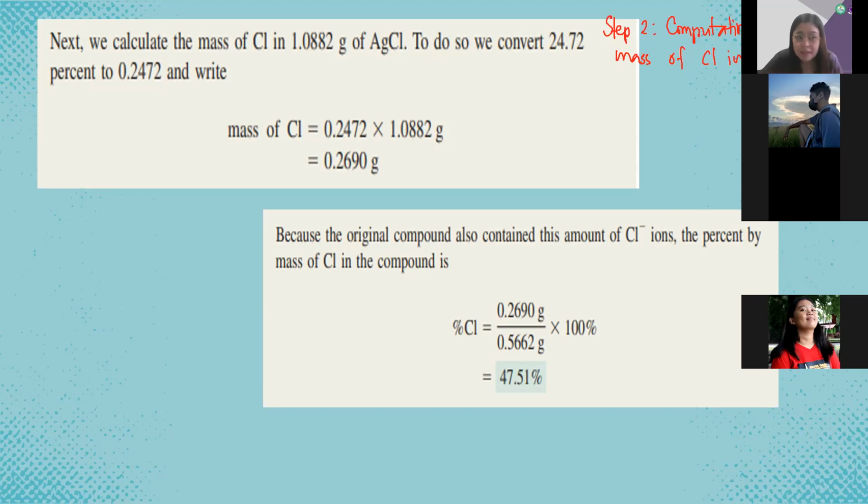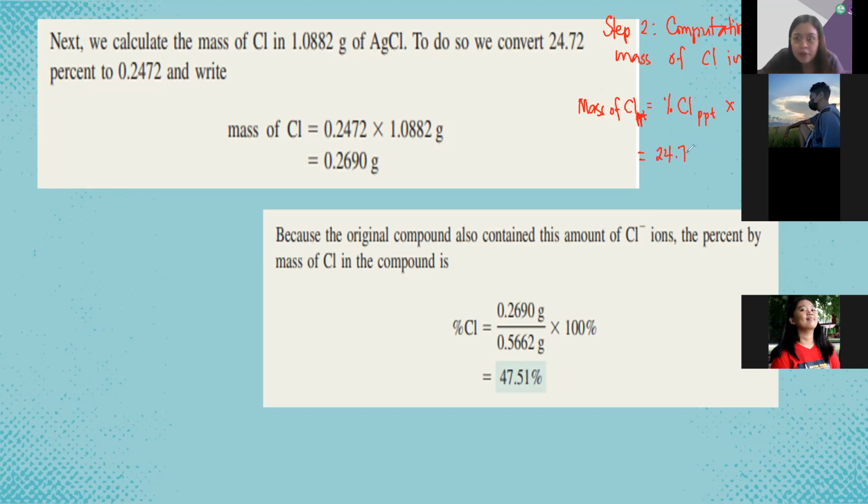So yung kanina, percent muna ng chloride na nasa precipitate. This time, yung mass na talaga. Ilan kaya yung grams ng chloride ang present sa silver chloride? So how do we do this? Anong gagawin natin? The formula here is mass of chloride, this one is in the precipitate, equals percent chloride in the precipitate times the weight of the precipitate. So yung percent chloride dyan, yun yung na-compute natin sa step 1.